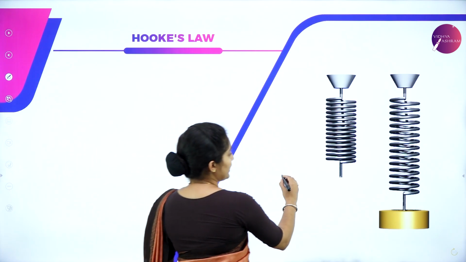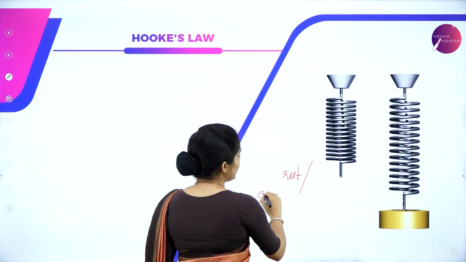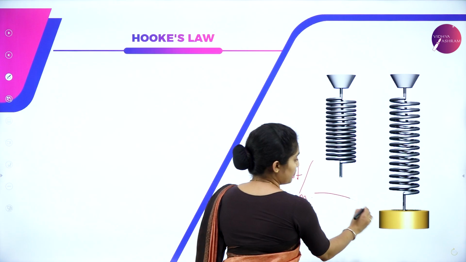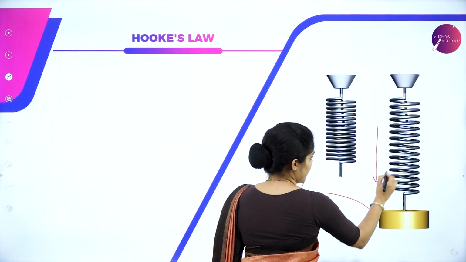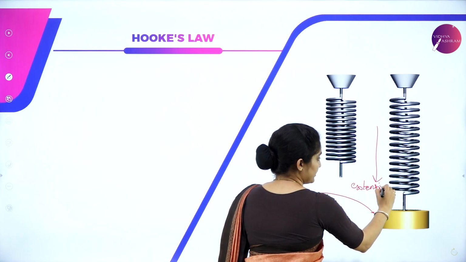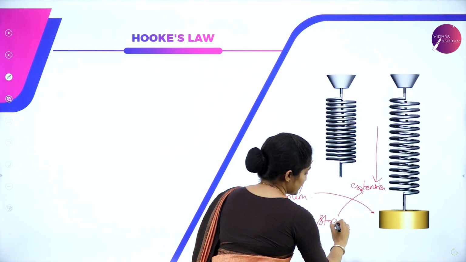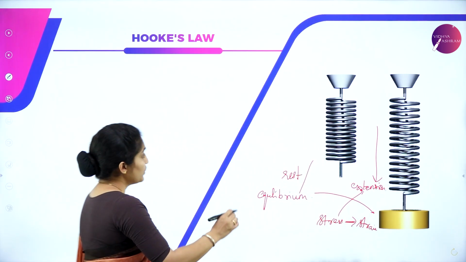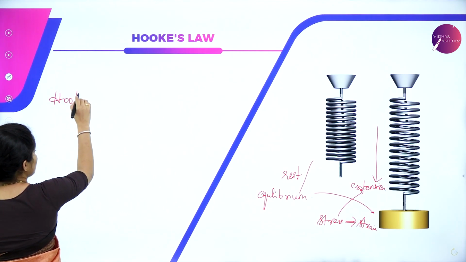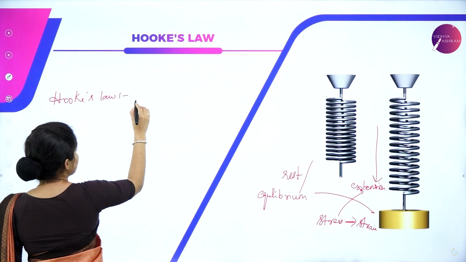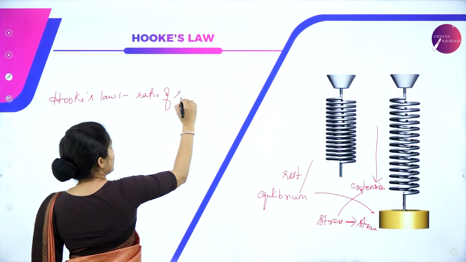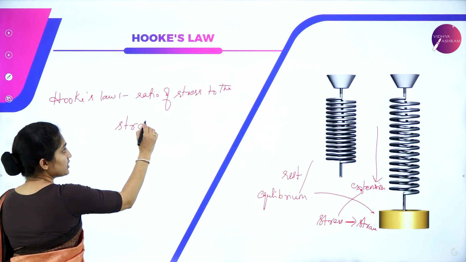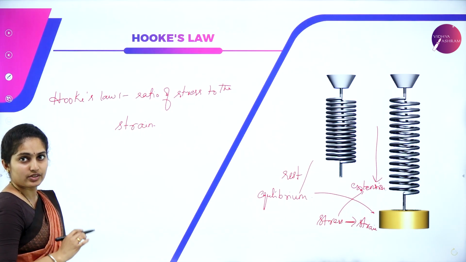That means a body which is at rest or in an equilibrium position, when a load is applied to it, undergoes extension. This extension is due to the stress which is applied, so that as a result you can see the strain here. So what is Hooke's law? Hooke's law is the ratio of stress to strain. The ratio of stress to strain is called Hooke's law.